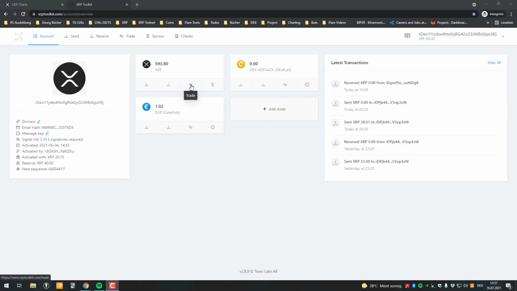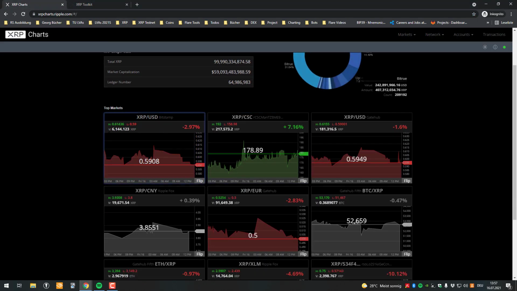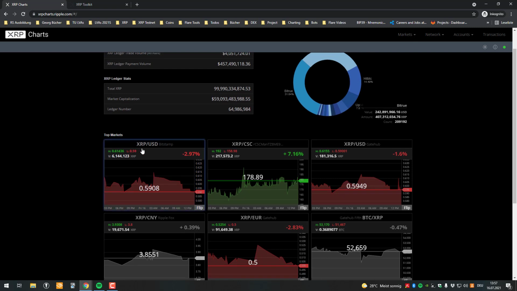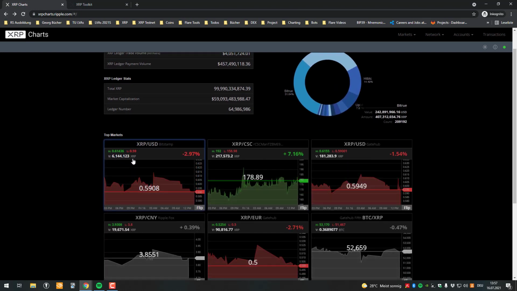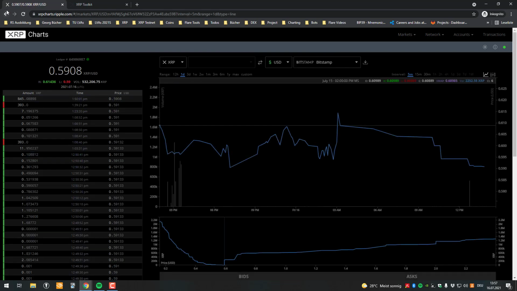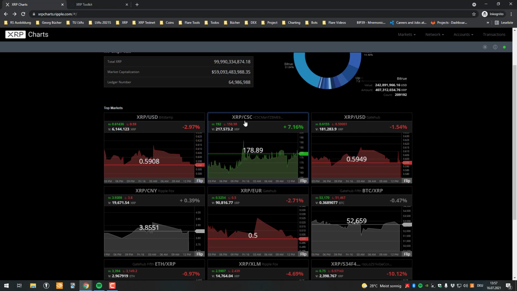So as we do already know, there are issued currencies on the XRP Ledger. And if you want to know how much liquidity is in there, we can for example see the XRP US dollar trading pair issued by Bitstamp. You can see here that the volume is 6.1 million XRP with the XRP US dollar trading pair. You can see the same thing here with, for example, the XRP Casino Coin trading pair, which is 200,000 XRP on a daily basis.